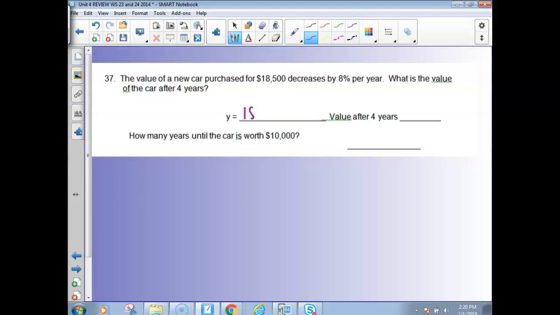So we've got to start with our initial value of $18,500 times 1 minus 8%. You can write it 1 minus 0.08 to the t. That is your equation. Now you should put in 4 years and do the calculation. And it should come out to $13,253.27.